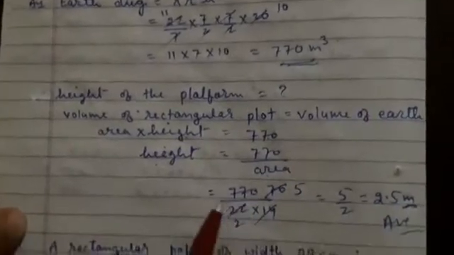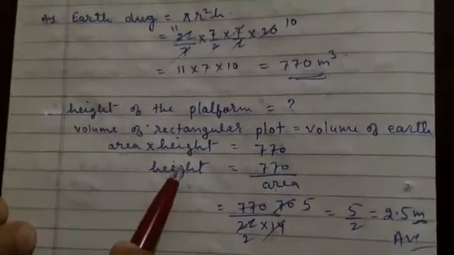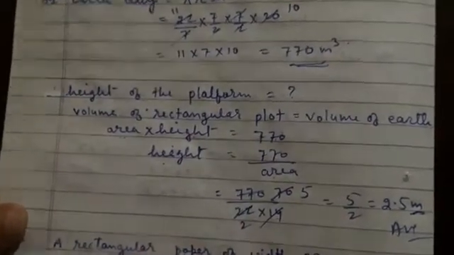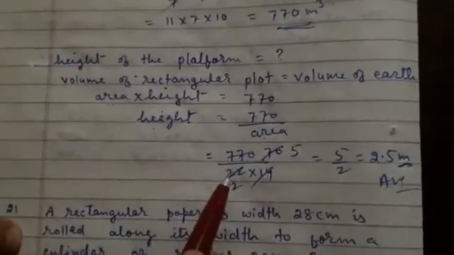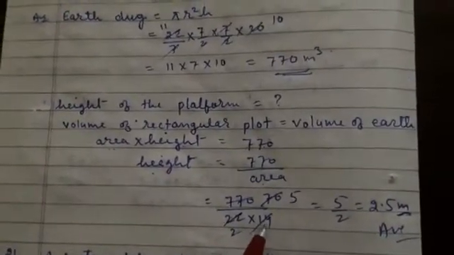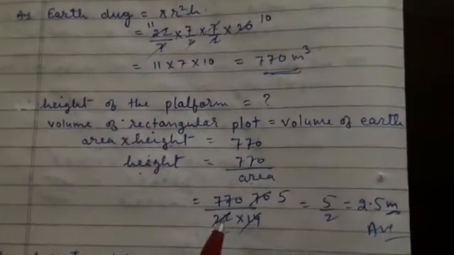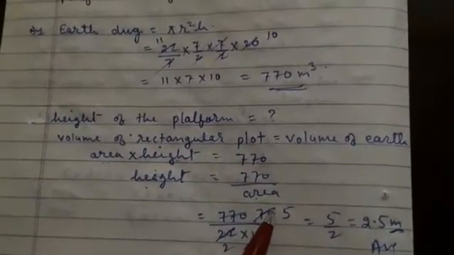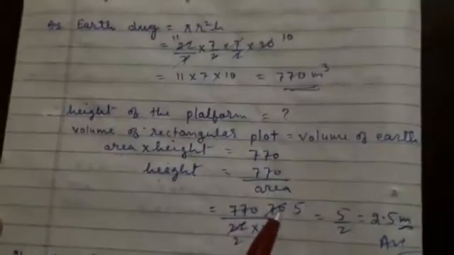It means 770 upon, what is the area? Area is given 22 into 14. This is the measurement of the rectangular plot, length into breadth, means 22 into 14. So 22, let us divide this number by 11. 11 2s are 22, 11 7s are 77, and this 0 will come to this side.